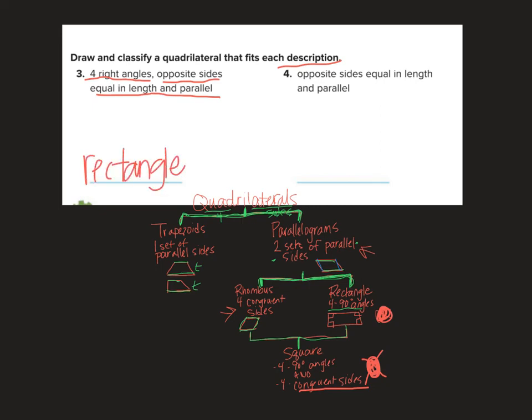Okay, because it says opposite sides are equal in length and parallel, but does not say all 4 sides are equal in length. Okay, so we know that one's a rectangle. Okay, let's try the next one here. Okay, so the next one says, I'm supposed to draw it too. Boom. Okay, opposite sides are equal in length and parallel. So that's going to be our parallelogram here.